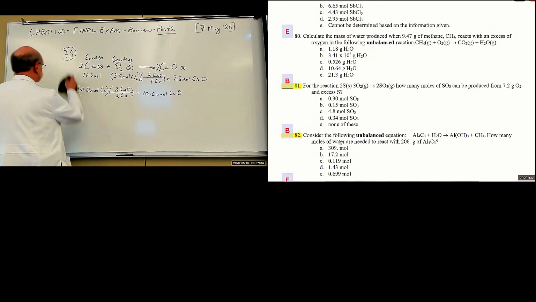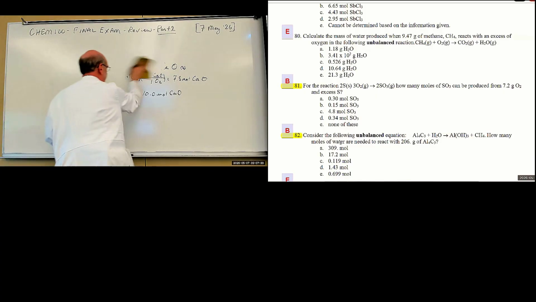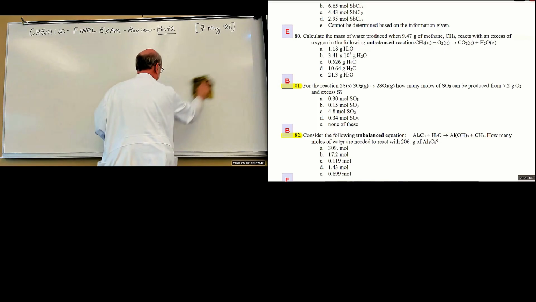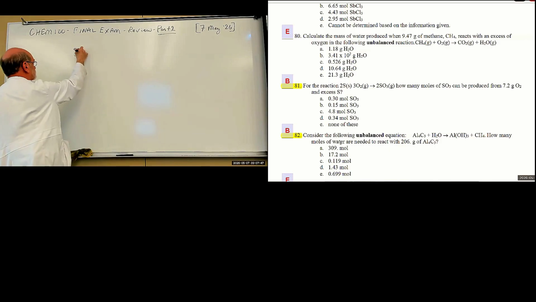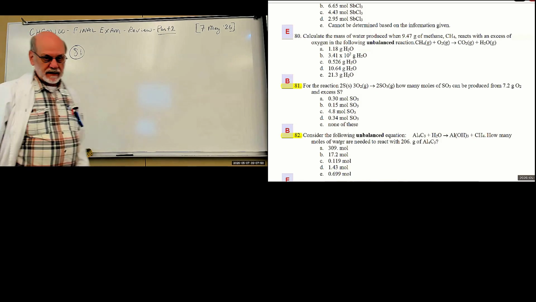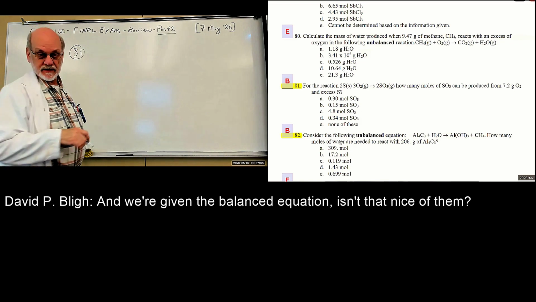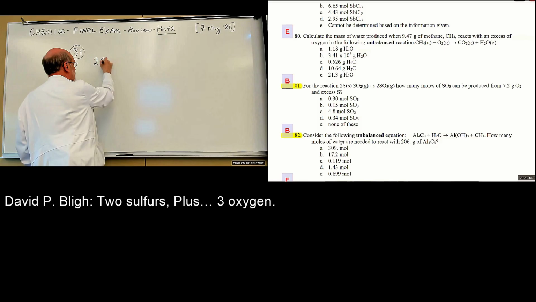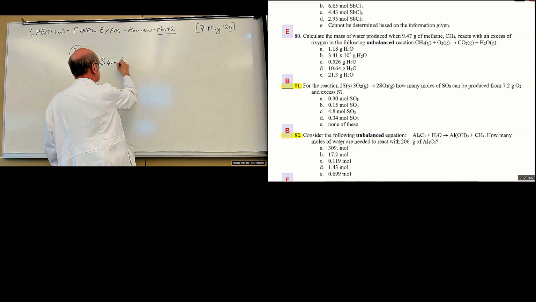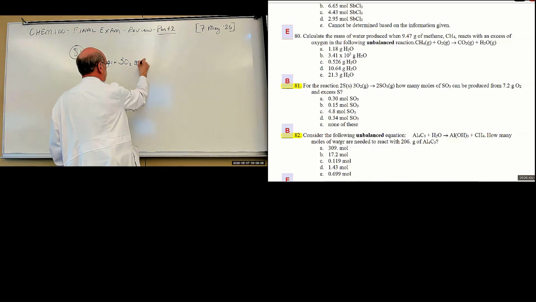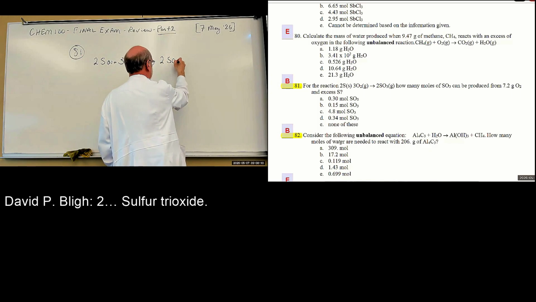81. For the reaction, we're given the balanced equation. Isn't that nice of them? 2 sulfur plus 3 oxygen yields 2 sulfur trioxide.